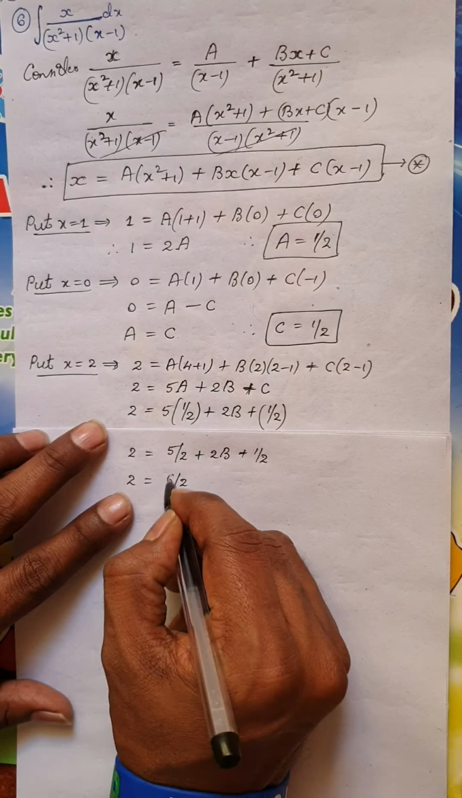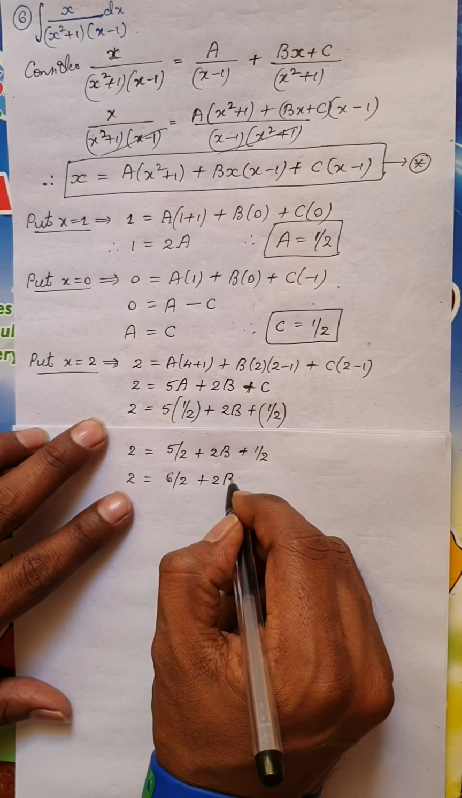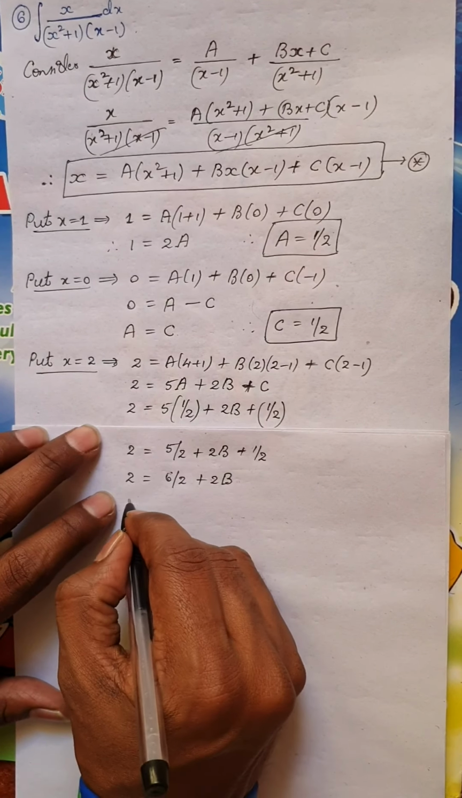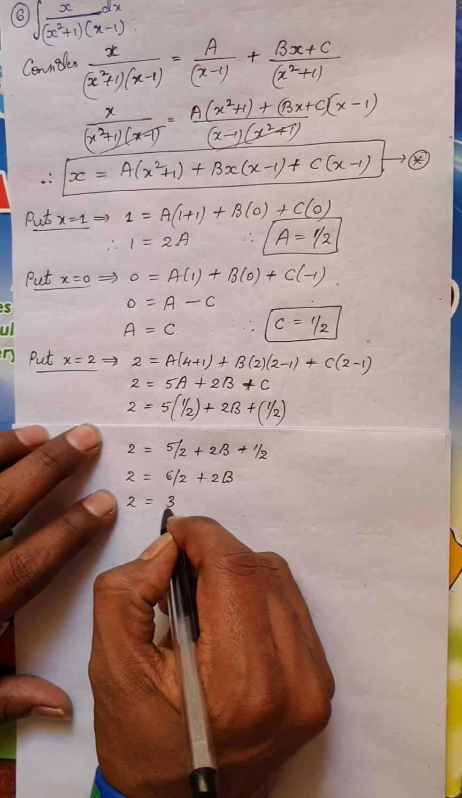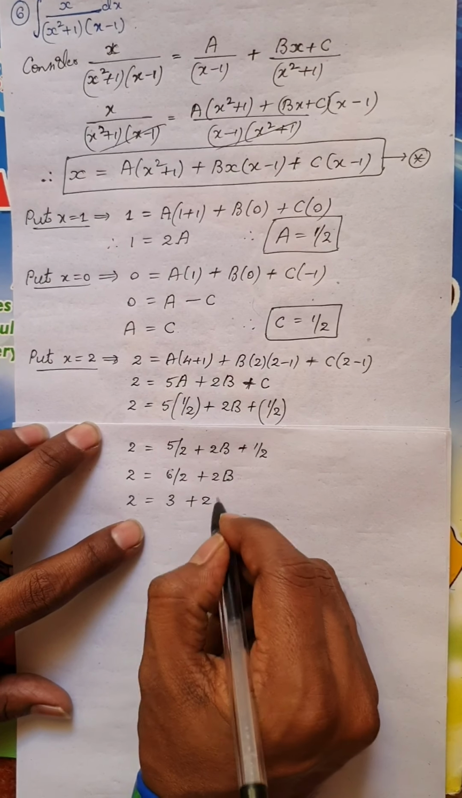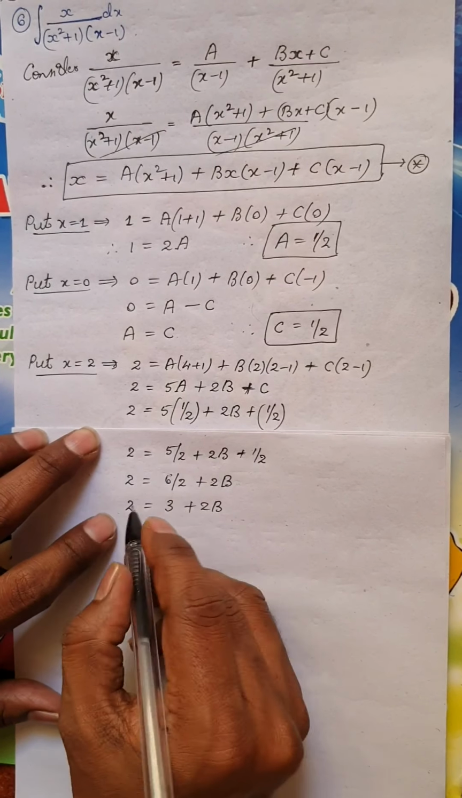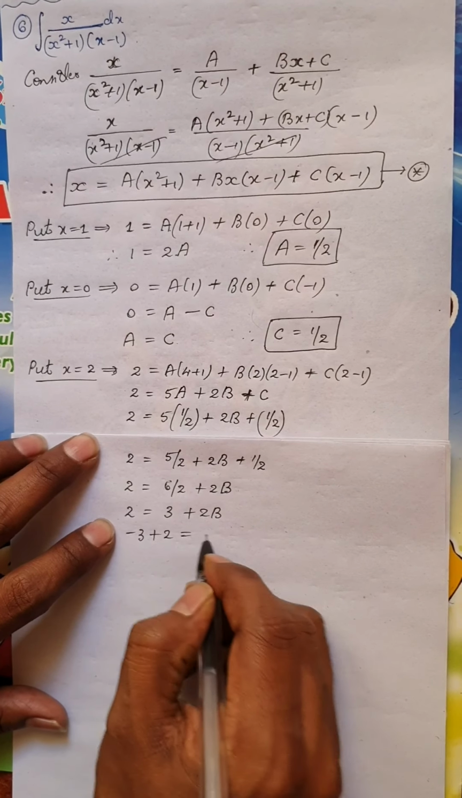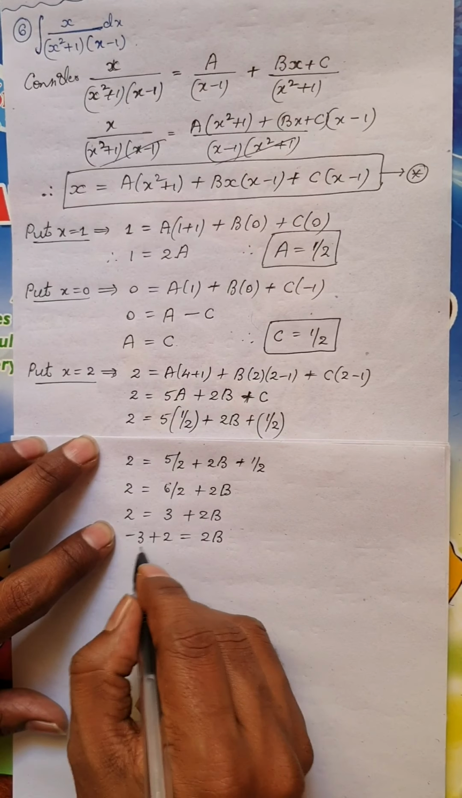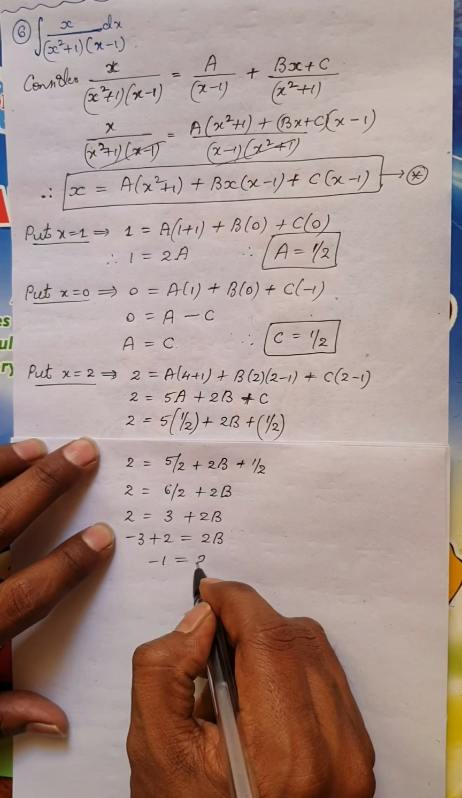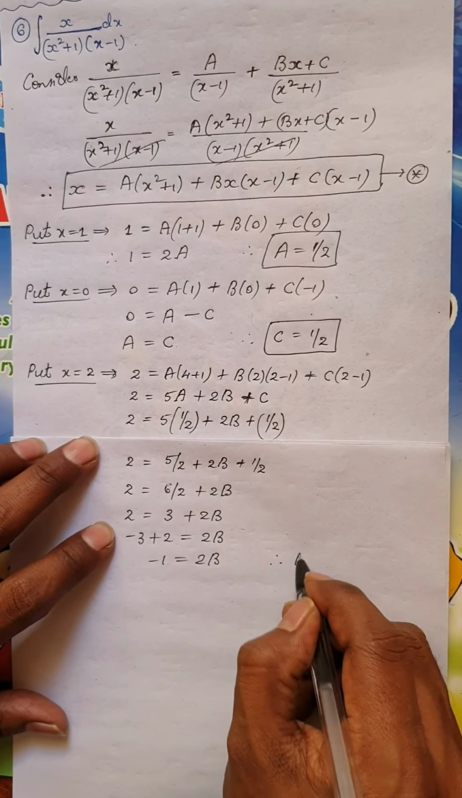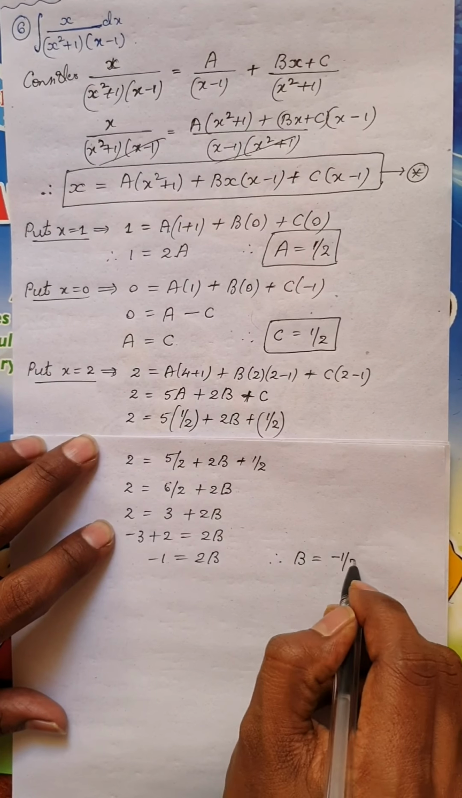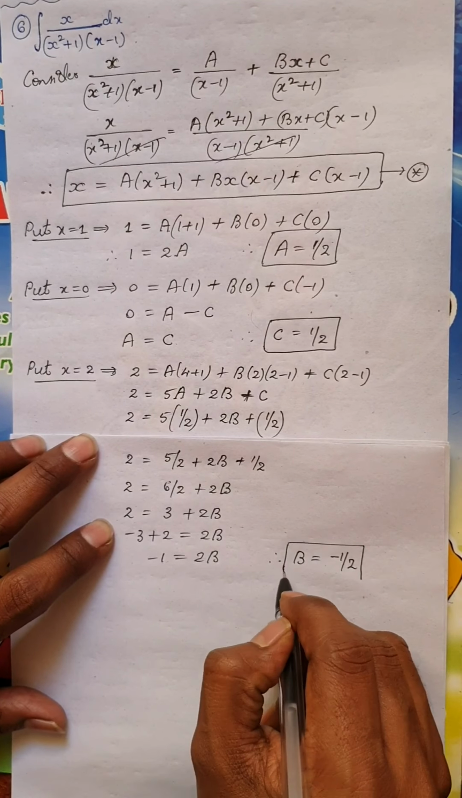So, this is 6 by 2 plus 2b. These are all basic calculations, you have to do it. So, 2 is equal to 6 by 2, which is 3, plus 2b. Now, if you take this 3 to the left hand side, you will get minus 3 plus 2 is equal to 2b. Minus 3 plus 2 would be minus 1 is equal to 2b. Therefore, I get the value of b as minus 1 by 2.